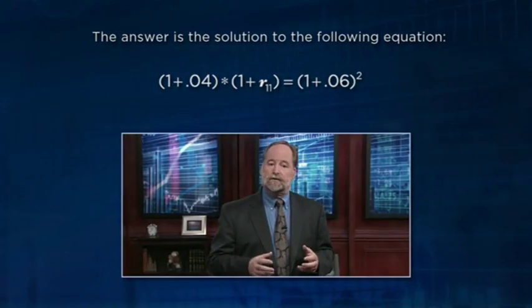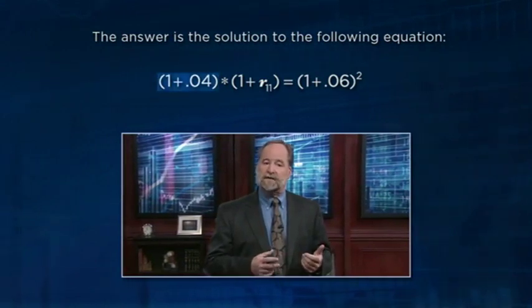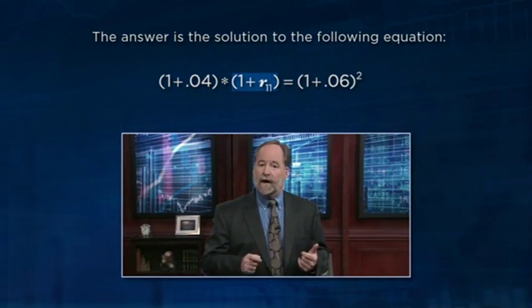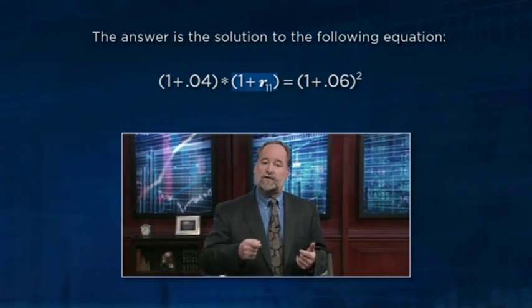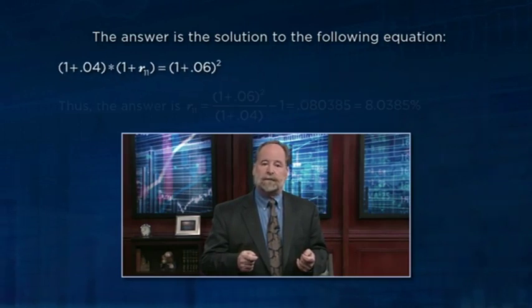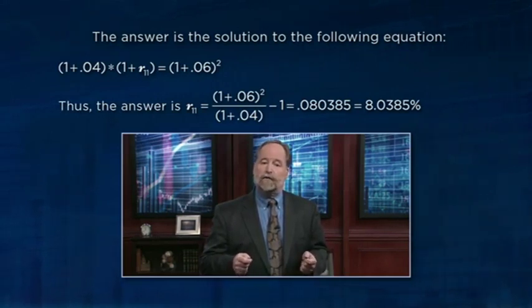The answer is the solution to the following equation. We're going to have 1 plus 0.04, that's the current 1-year rate, times 1 plus R11, that's 1 plus the future 1-year rate, is going to have to be equal to 1 plus the current 2-year rate of 6%, all of that raised to the second power. Thus, the answer to this question is R11 is going to be equal to 1 plus 0.06 squared, all of that divided by 1 plus 0.04.